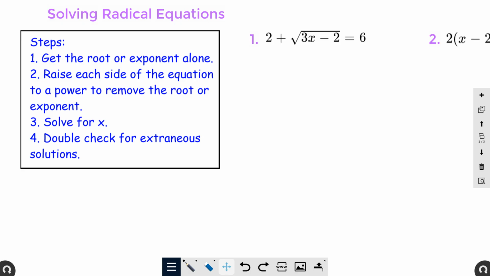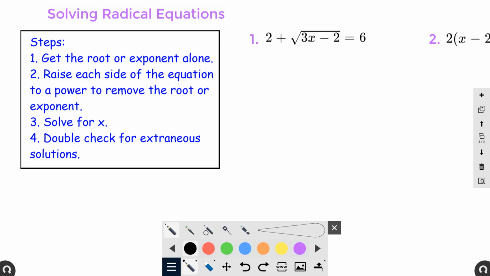to be by itself. Then we're going to raise each side of the equation to a power to remove that root or exponent power, the rational exponent. Then we are going to solve for x, and we double check for what we call extraneous solutions. So extraneous solutions are solutions that we get out. We do the right math, but it doesn't work if you plug it back in.